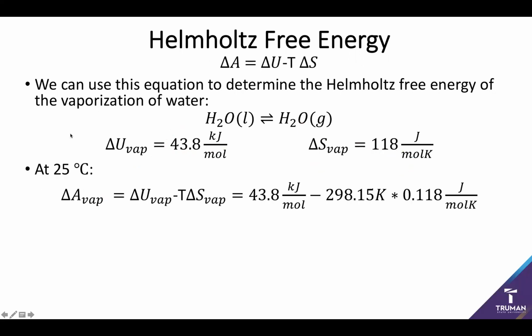Now, at this standard state condition for which these values are tabulated, what we find is that the amount of energy being consumed by the reaction is actually much more than the amount of energy being produced by random motion. So we end up with a positive Helmholtz free energy of 8.6 kilojoules per mole, which means that if I'm trying to drive this reaction forward, I'm going to need to put in 8.6 kilojoules per mole of energy in the form of work or possibly heat in order to drive this reaction forward.